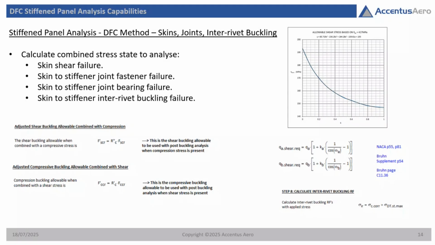If we're looking at our skins, joints and interrivet buckling, again there's a method in the NACA and the Bruhn that we can use to calculate the combined stress state to analyze for skin shear failure, joint failure, and interrivet buckling. That basically means that you calculate adjusted buckling allowables. Due to the combined compression and shear, these allowables are lower, so you have a higher state of applied stress, smaller section properties, etc. And then you can calculate the combined stress state based on the combined loads.